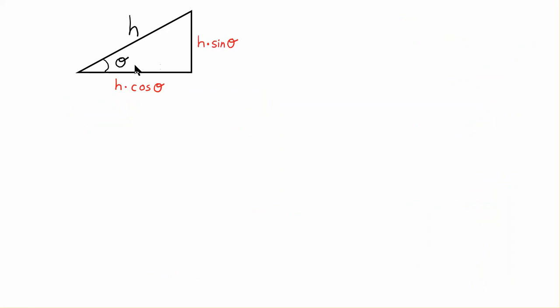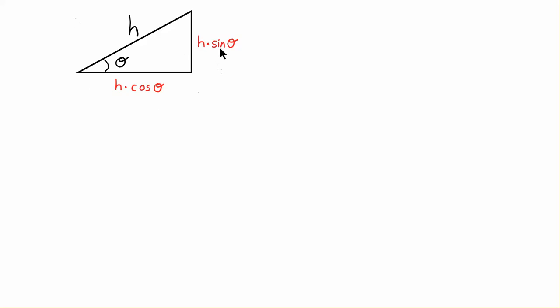So once again, here's our main result. You have a right triangle, hypotenuse length h, angle theta, then the length of the side opposite to the angle is h sine of theta, the length of the side adjacent to the angle is h cosine theta. This is our main result. You're going to be using this over and over and over again in your physics class.